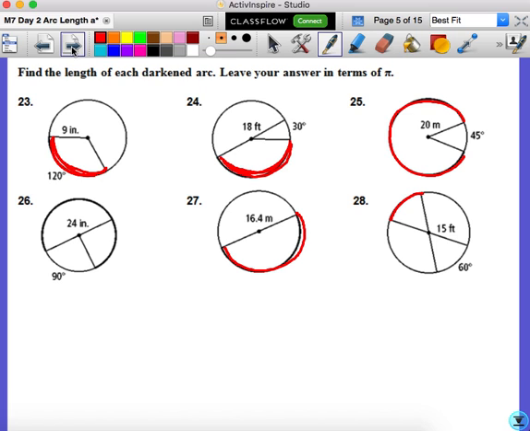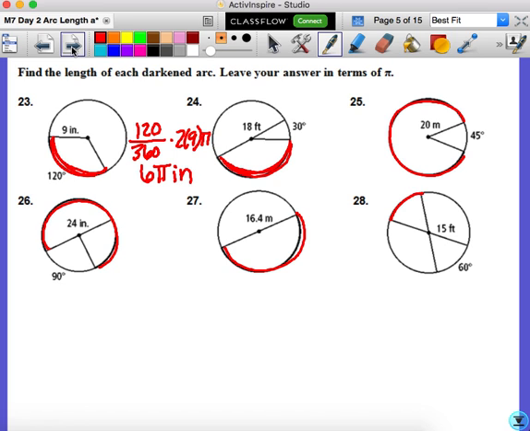And we're going to do a couple together, and then we're going to move forward. So for arc length, again, we want our measure of our angle out of 360 times 2 times pi times our radius. So we're going to rewrite that with our radius first. We're then going to multiply the numbers out front, and we end up with 6 pi inches.